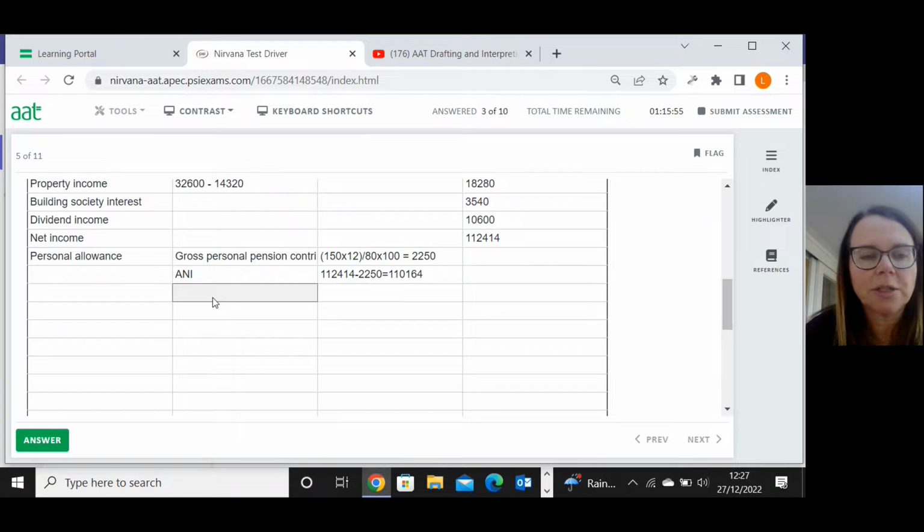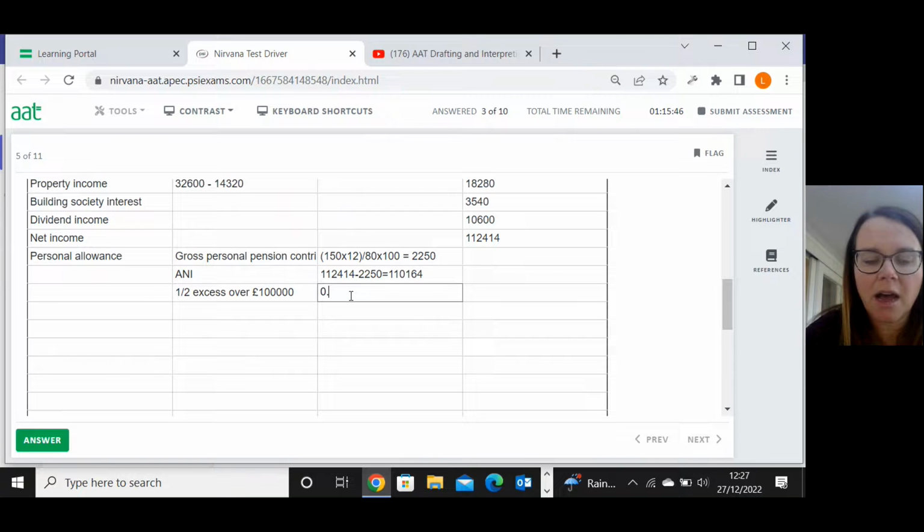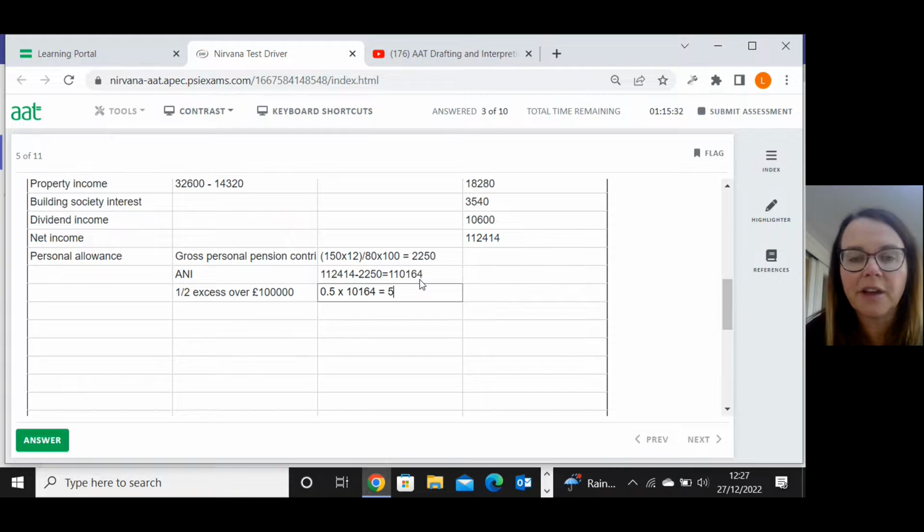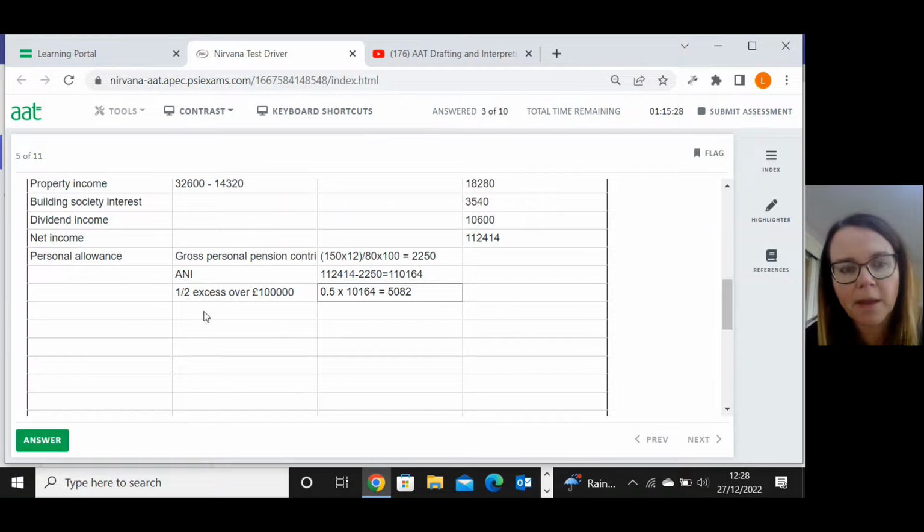Right, then we want to do half the excess over 100,000. So the excess over is 10,164. So half of 10,164 is 5,082.